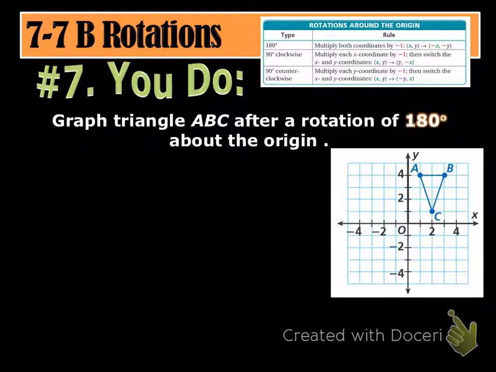Alright, look at number 7. Graph the triangle ABC after a rotation of 180 degrees about the origin. So remember to look at your rule, which tells you to multiply both coordinates by -1. I want you to write down each of the coordinates, A prime, B prime, and C prime, and tell me what those coordinates are, and graph it on the grid. When you're done with it, bring it up for me to check, and I will give you the worksheet to work on.